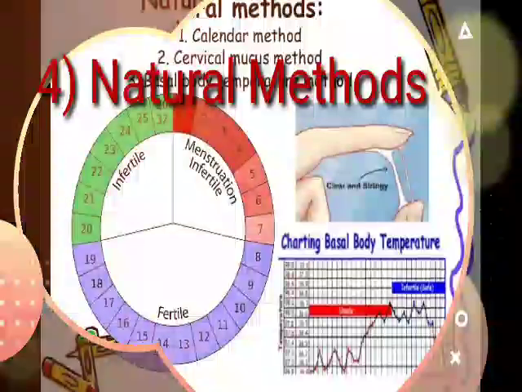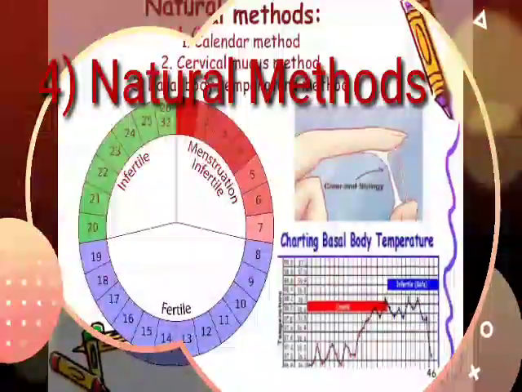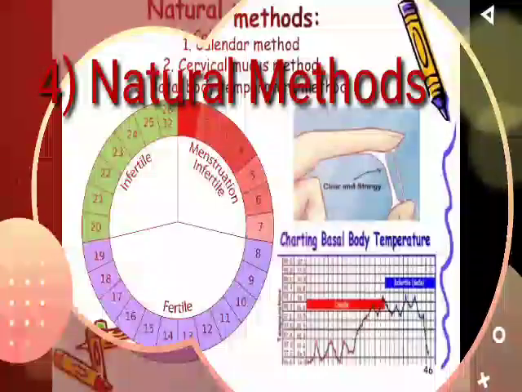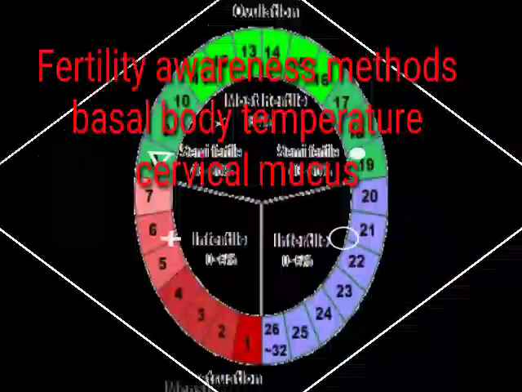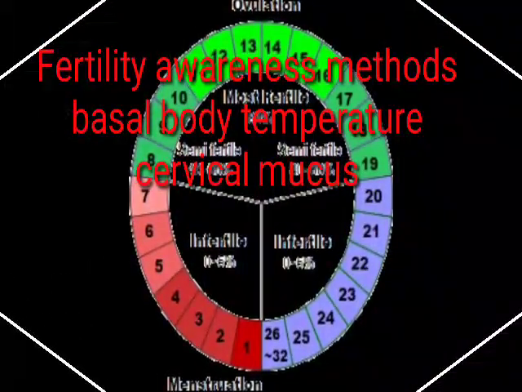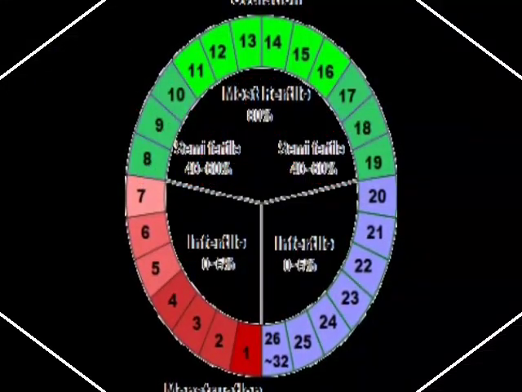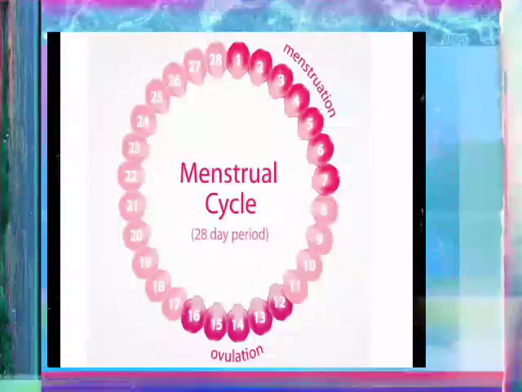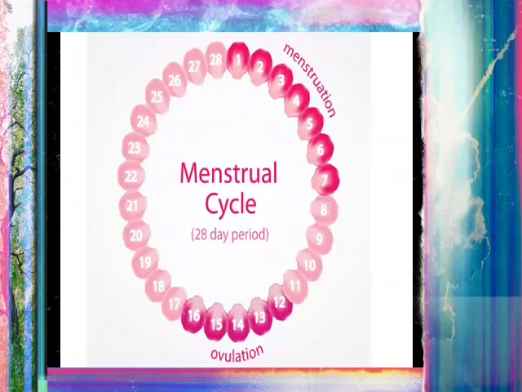Natural methods involve tracking a woman's menstrual cycle and avoiding sex during the fertile period when she is most likely to become pregnant. This method can include the use of fertility awareness methods, FAMs, such as basal body temperature and cervical mucus tracking. Advantages: no hormones or devices required. Can be used by women who cannot or prefer not to use other methods. Can help women understand their menstrual cycles.